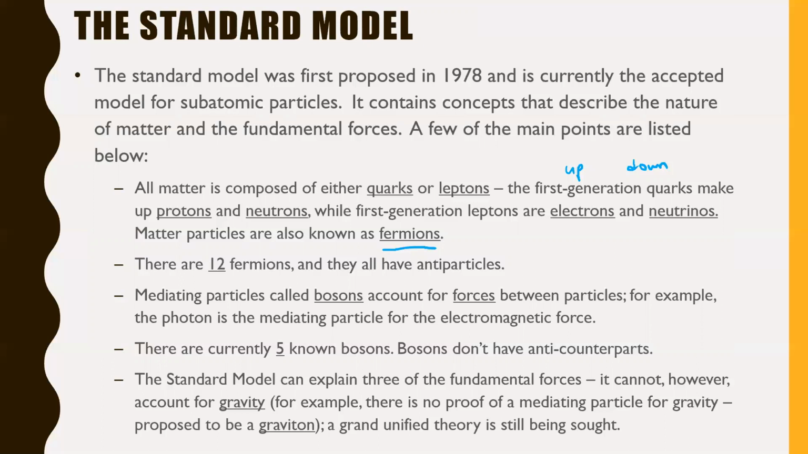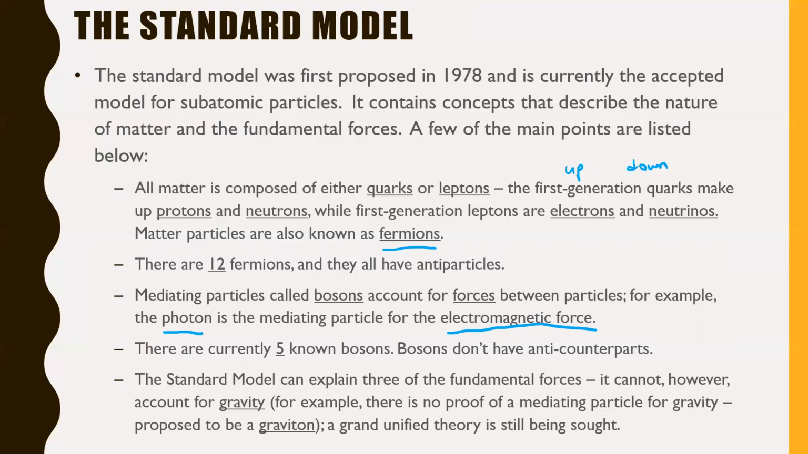The photon, which we have talked about a million times here, is the mediating particle, or in other words, the boson, for the electromagnetic force. We have noticed before through certain electromagnetic interactions that photons can be released when there's a motion or an acceleration of an electron, right? So a boson can appear in those situations. There are currently 5 known bosons. Bosons do not have anti-counterparts because they're not antimatter. They're a force particle in a way.